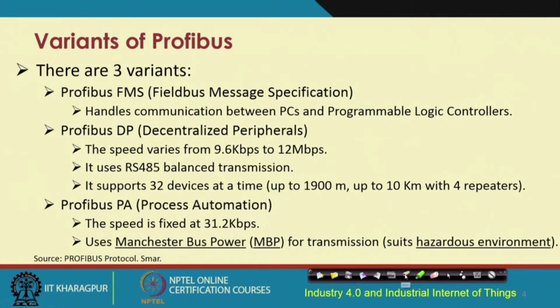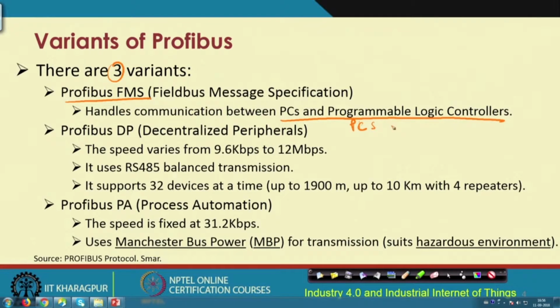There are three different variants of Profibus protocol. The first one is Profibus FMS, which stands for Field Bus Message Specification. This basically handles the communication between the PCs and the PLCs. So, this particular communication between PCs and PLCs is supported by the FMS variant of Profibus.